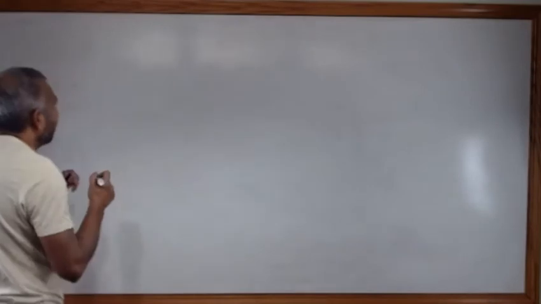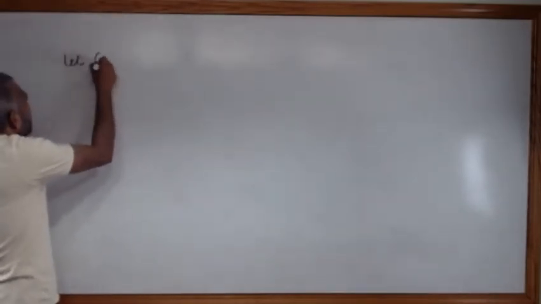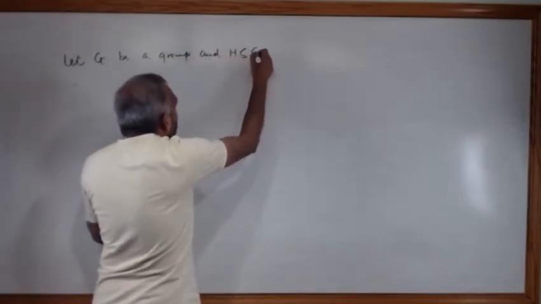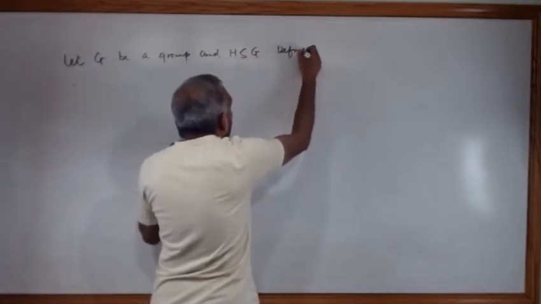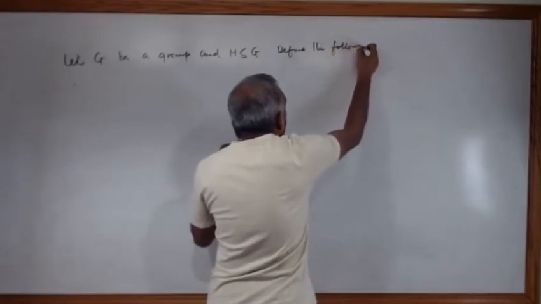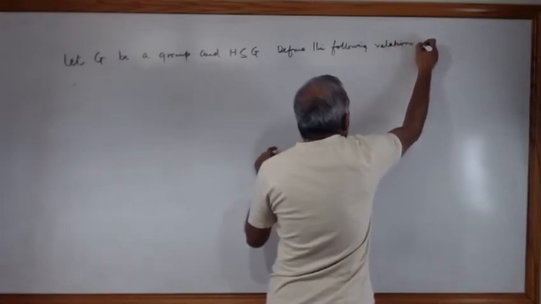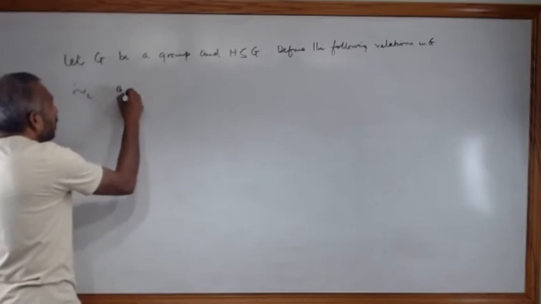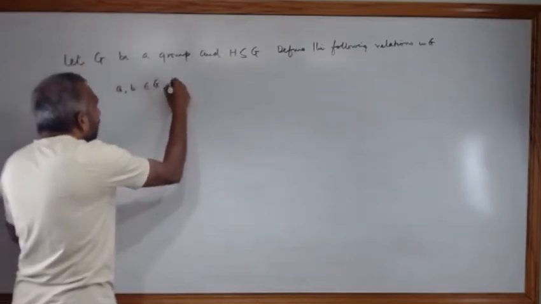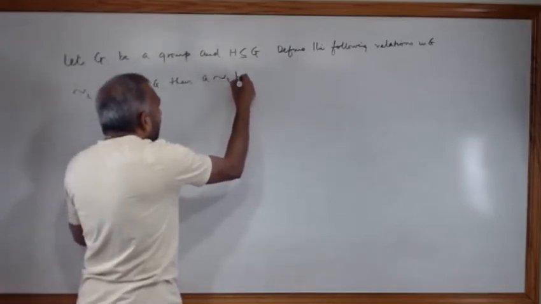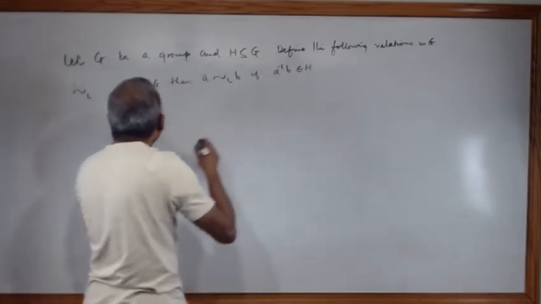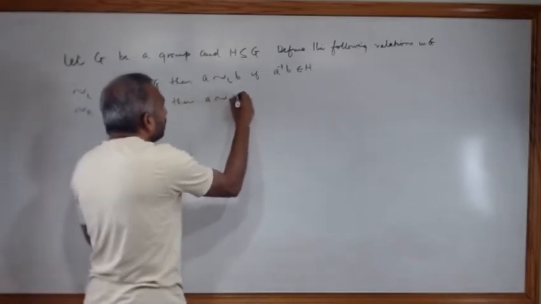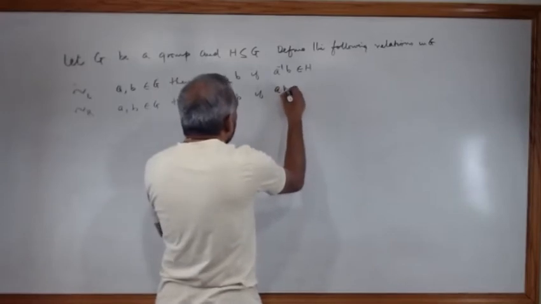So let us write the formal definition of a coset. Let G be a group and H is a subgroup of G. Define the following relations in G. Left relation: A, B belong to G, then A is left related to B if A inverse B belongs to H. Right relation: A, B in G, then A is right related to B if A B inverse belongs to H.